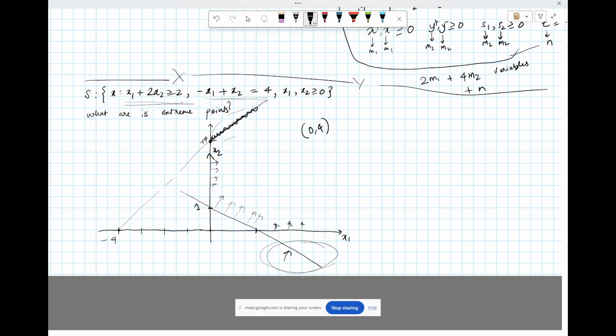Because of the equality constraint. Yes, partially, because this could have been something like this also, right? So if I removed this one, then my extreme point would have changed. Got it. But there is one property because of which I'm able to remove that.